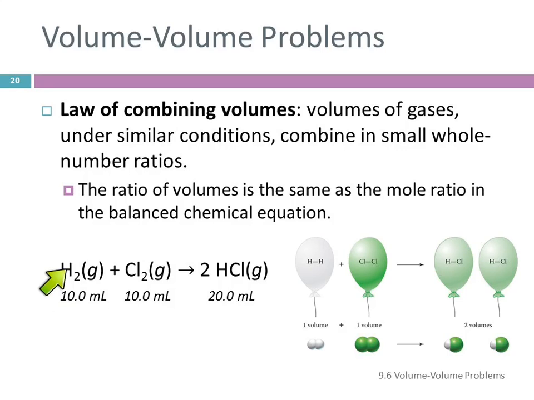So if we have this reaction, hydrogen gas reacting with chlorine gas to form hydrogen chloride gas, 1 mole to 1 mole gives 2 moles. The ratio of the volumes is going to be the same. If I have 10 milliliters of this and 10 milliliters of that, I'm going to end up with twice as much, 20 milliliters of that. And here we have it in pictures. 1 balloon of this plus 1 balloon of that, 1 volume, is going to give me 2 volumes of HCl.